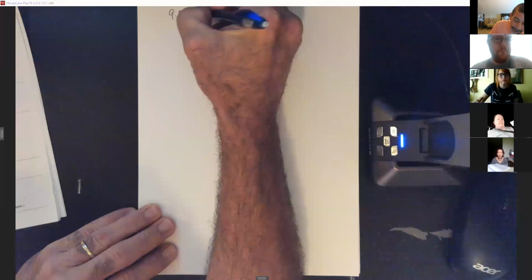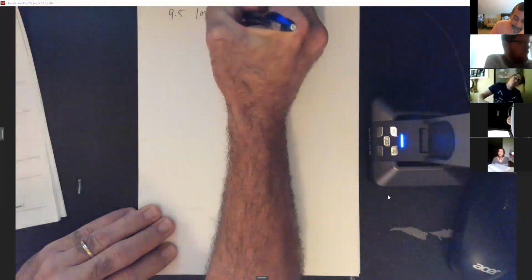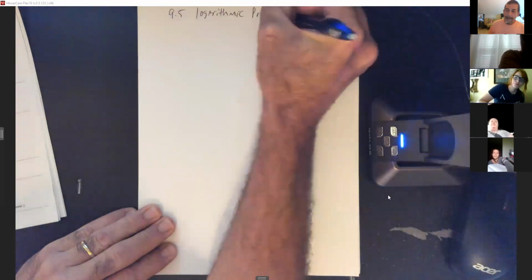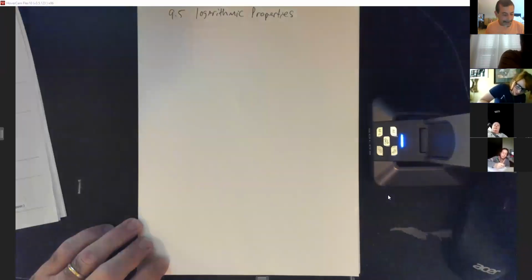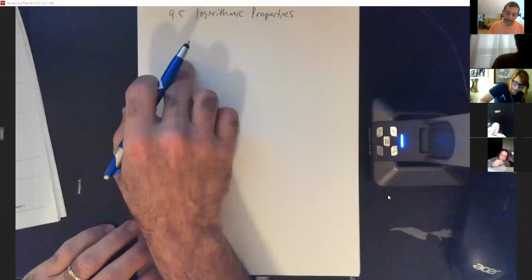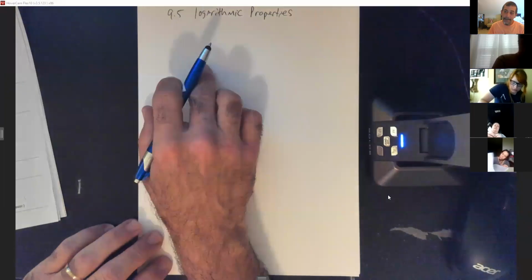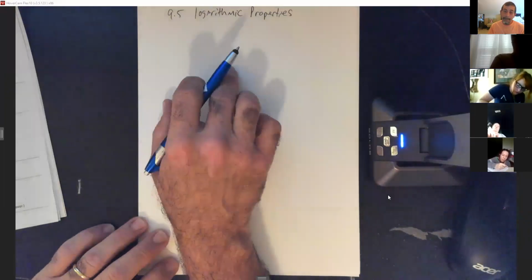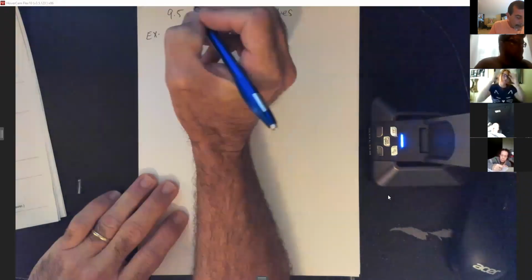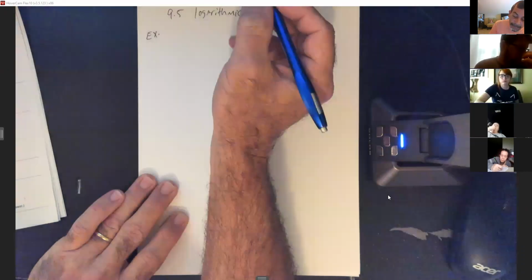All righty, so we're gonna start in 9.5 again, doing the logarithmic properties. I probably called it properties of logs the other day. So we're gonna go back through these four properties, remember, product rule, power rule, quotient rule, and rewrite these, okay? So we're going to express in terms of sums and differences.